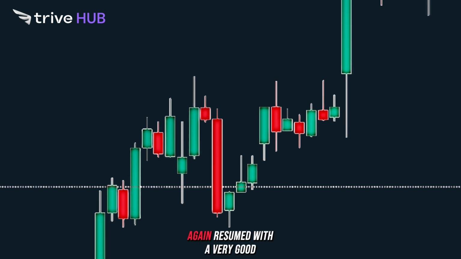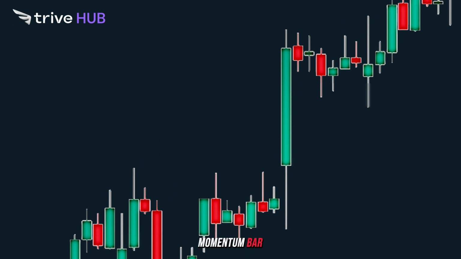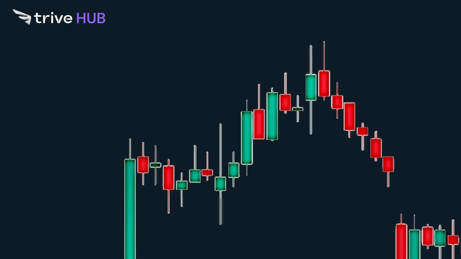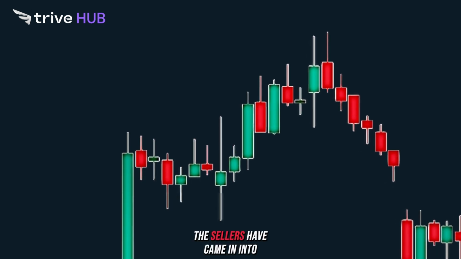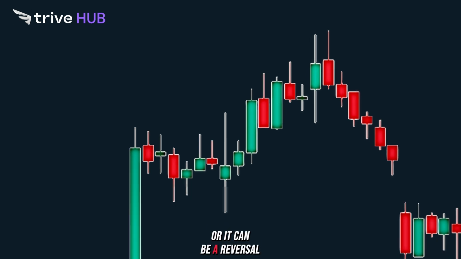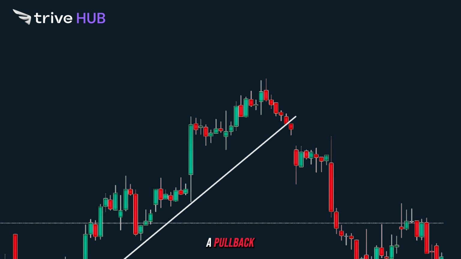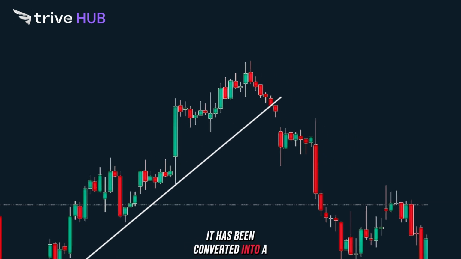Then the trend again resumed with a very good momentum bar, but here at the top, in the last 7 to 8 candles, the wicks are there. The sellers have come into this structure and they started to push down the buyers and we got some wicks here. So that is an indication of sellers coming into the market for a pullback, or it can be a reversal. So what has happened? It has broken down this major trend line. So the pullback is no more a pullback, it has been converted into a downtrend.